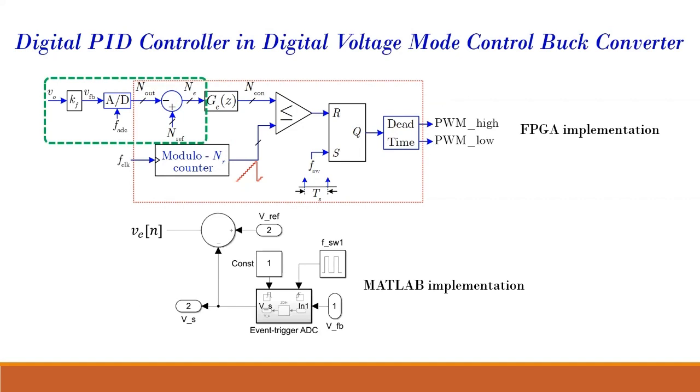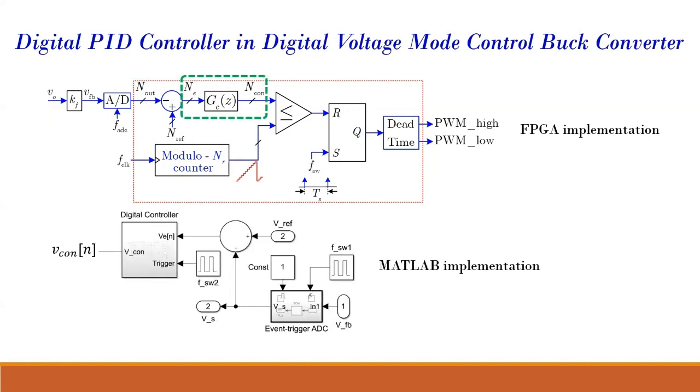Then your V reference is compared with your V. This is your ADC, and this FSW1 is your ADC clock. This is just for enabling the ADC, which you can ignore. The V reference and the sensed output voltage signal generate a V error signal. Then how do you implement this controller?